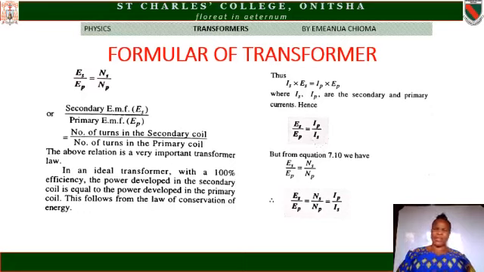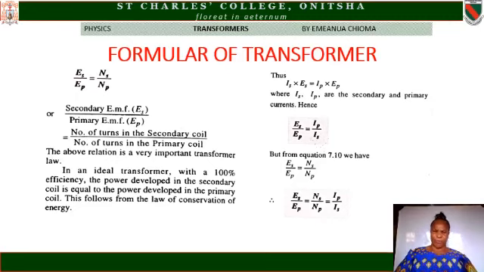The formula of a transformer is Es over Ep is equal to Ns over Np. Es is the EMF in the secondary and Ep is the EMF in the primary. Ns is the number of turns in the secondary and Np is the number of turns in the primary. The above relation is a very important transformer law.